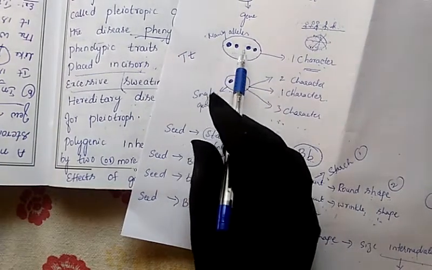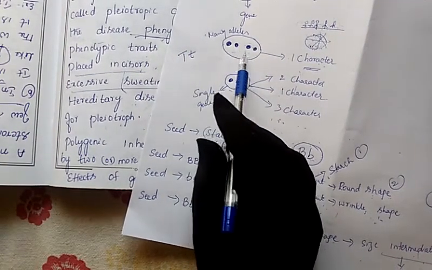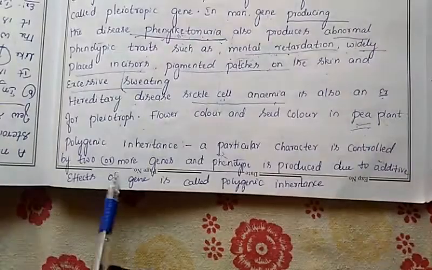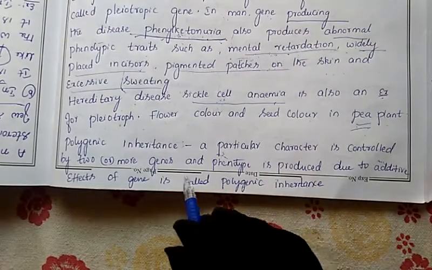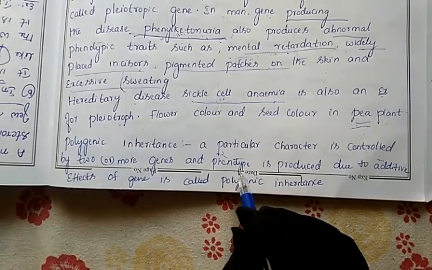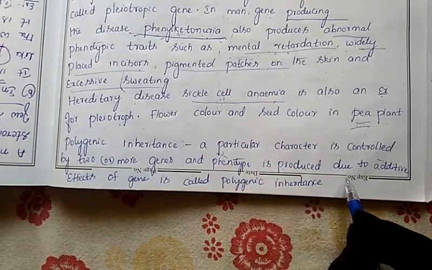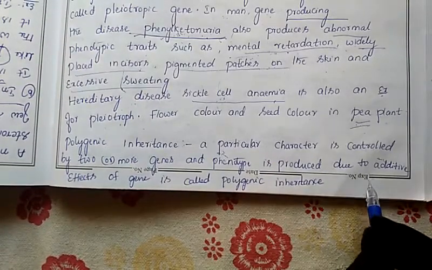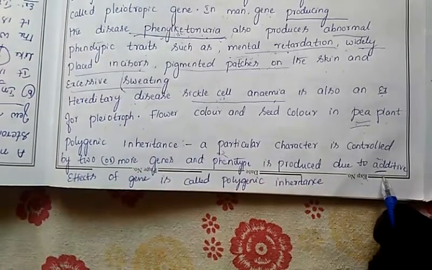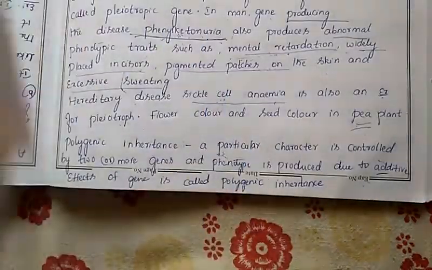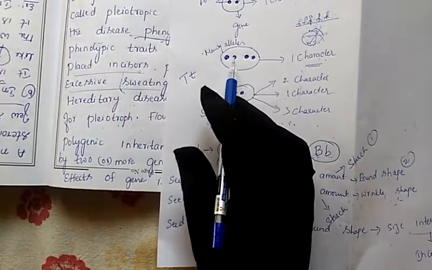Many genes here, usually two genes will be present. Many genes control only one character, so it is called polygenic inheritance. It produces a phenotype. One phenotypic character is produced due to the additive effect of the genes. Additive means addition, so here the genes have been added.